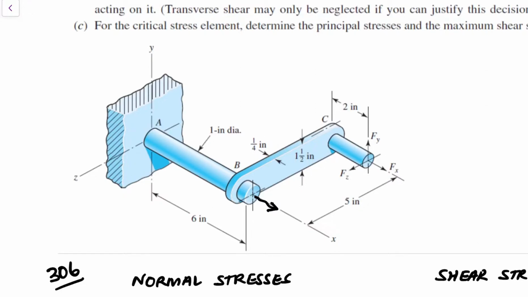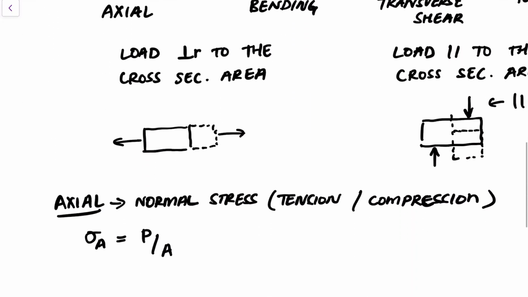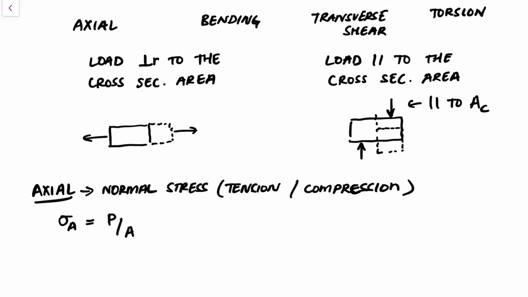Now Fy just pushes up this way, so it doesn't really elongate or compress AB in the axial direction. So Fy is not an axial load, and Fc as well pushes it in the z direction, which again doesn't elongate or compress it, which means it's not an axial load. So the only axial stress in this problem comes from Fx.